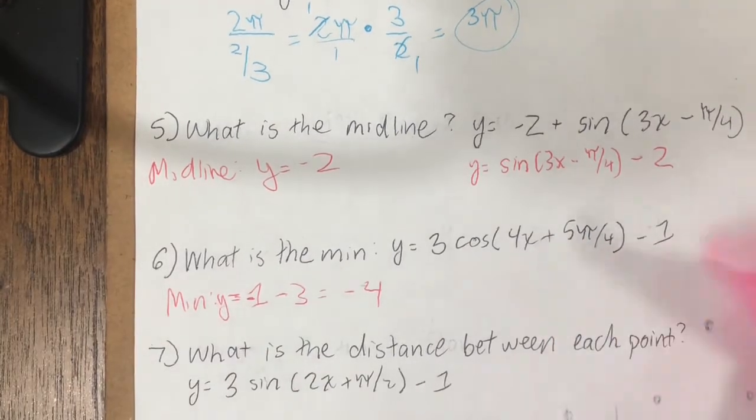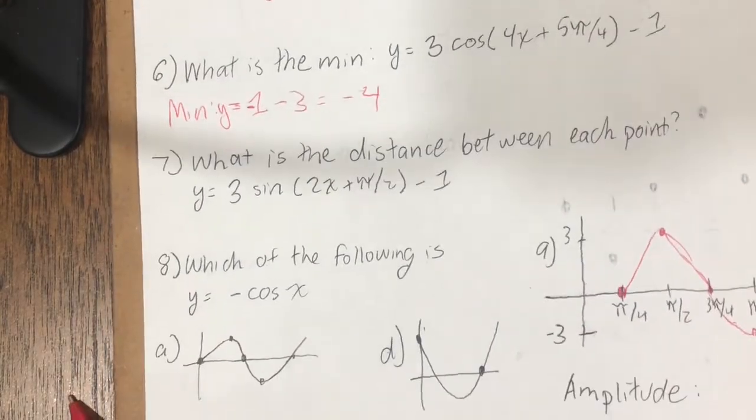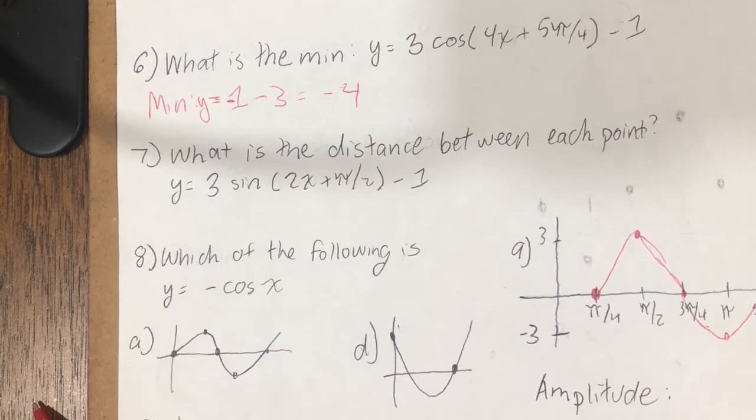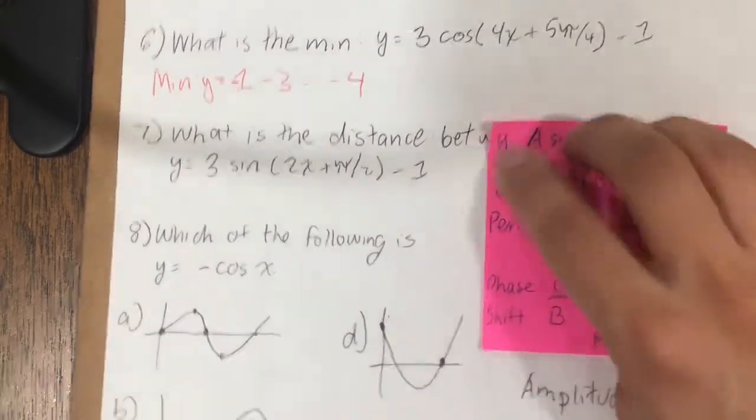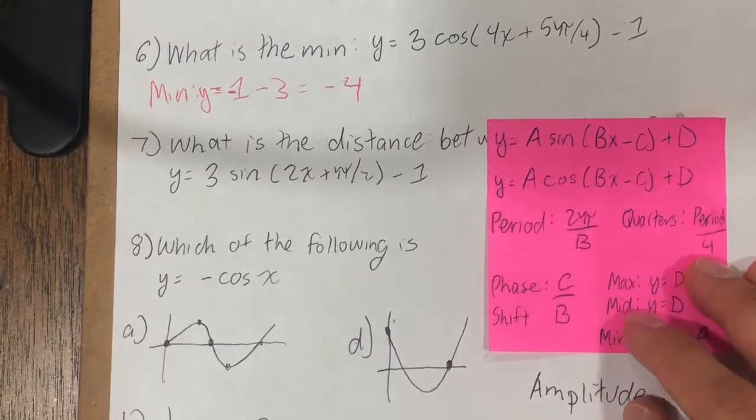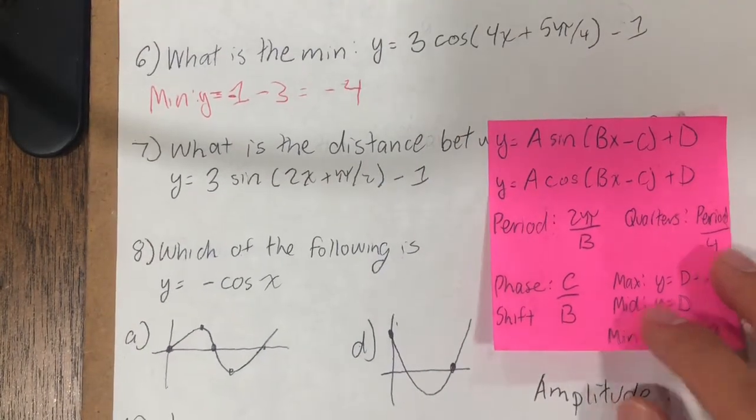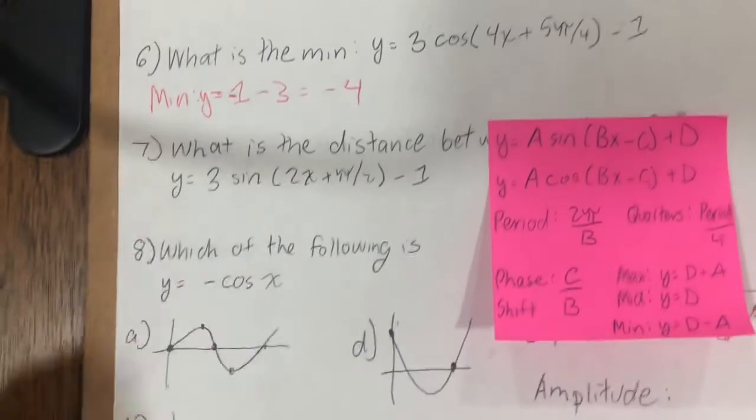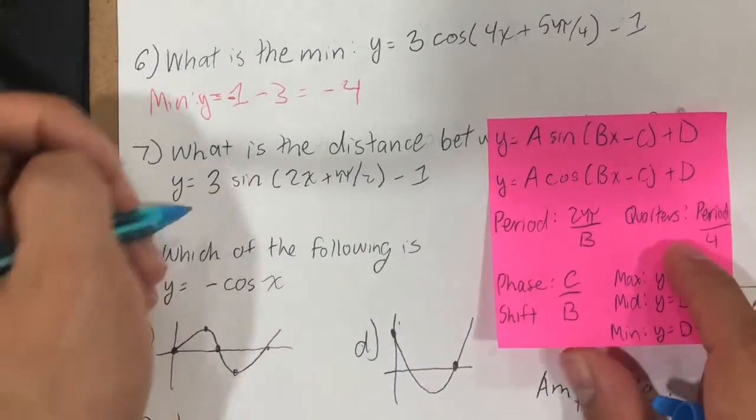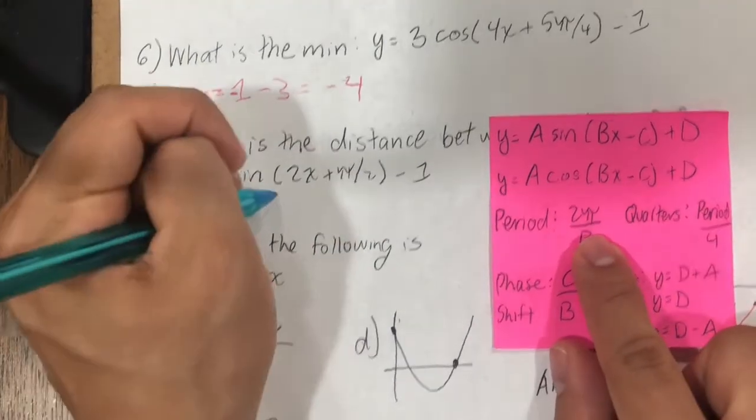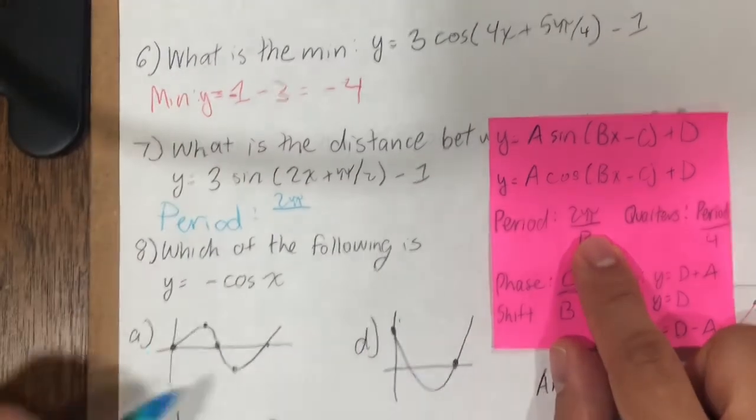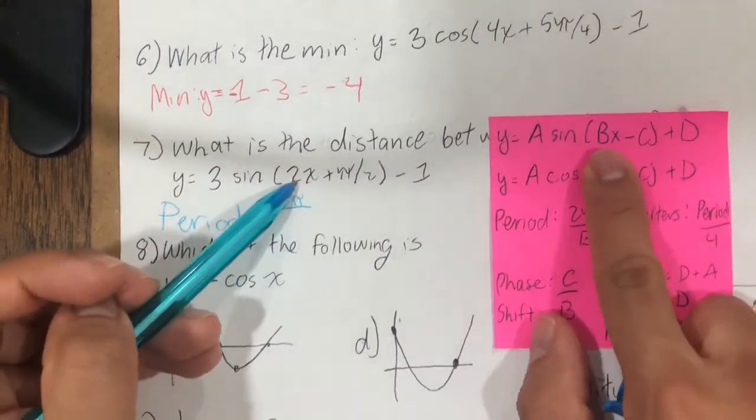Okay, now for number 7. What is the distance between each point for this specific function? When they're talking about the distance, they want to figure out the quarter. How do we get from one x to the next? This is a 2-step process, because first we have to figure out the period. For the period, we take 2 pi and divide it by my value for b, which in this case is 2.